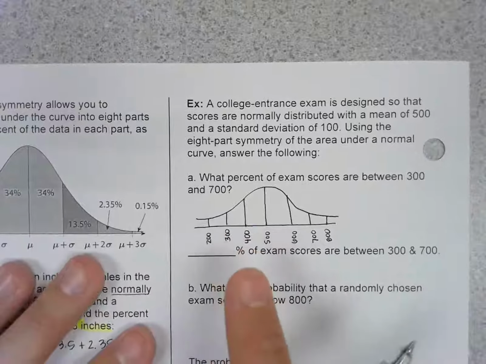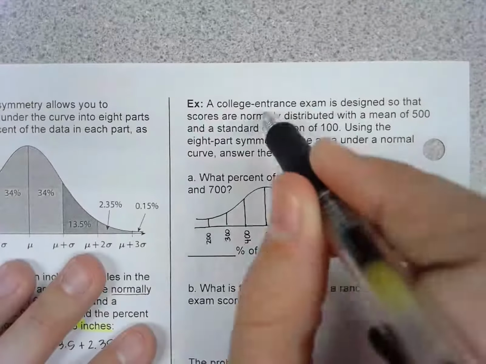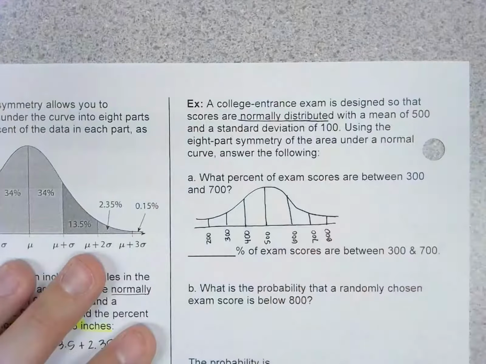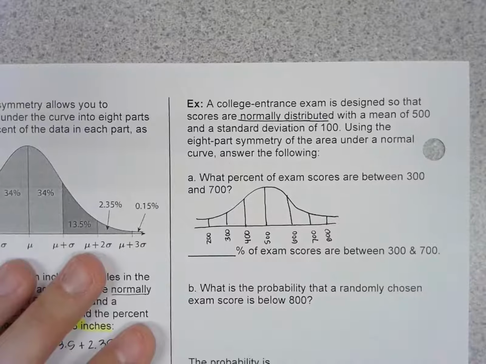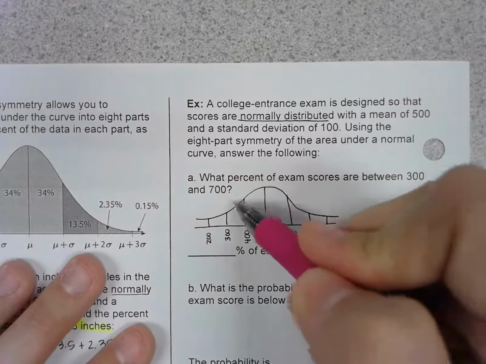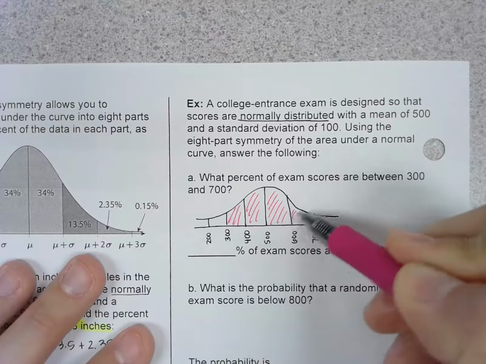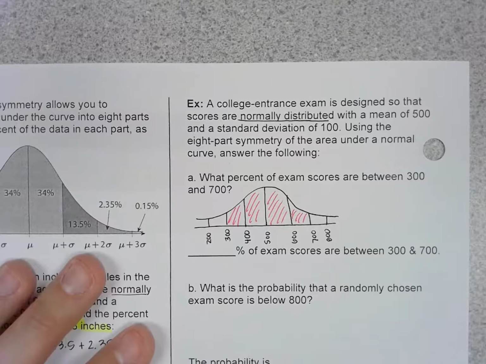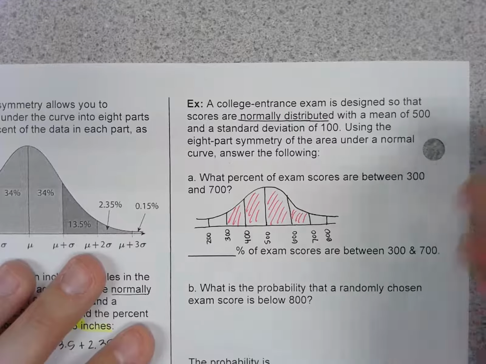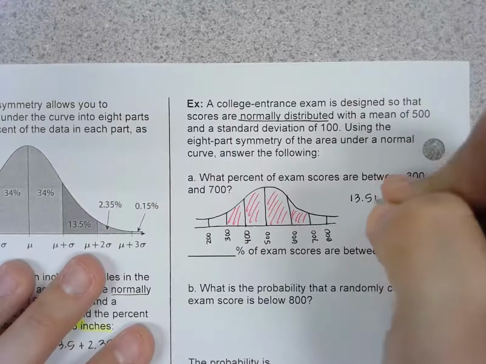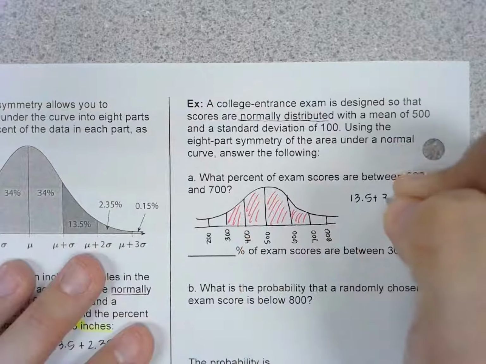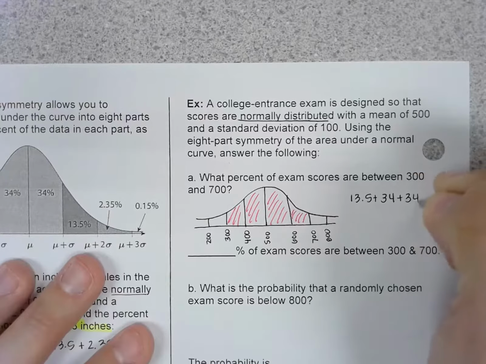So they want to know for this one, since it's normally distributed, that means that I can use this normal curve that I've been using so far. They want to know what percent of exam scores are between 300 and 700. So 2 standard deviations below the mean and 2 standard deviations above the mean. So when I go back to my table or my original picture, that's the 13.5 column. That's the 34 column, that's the 34 column, and that's the 13.5 column.